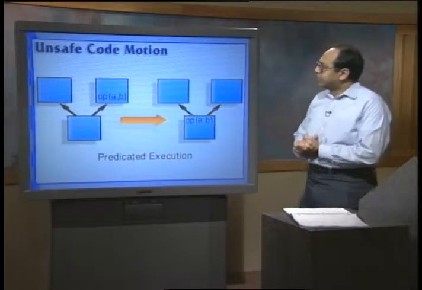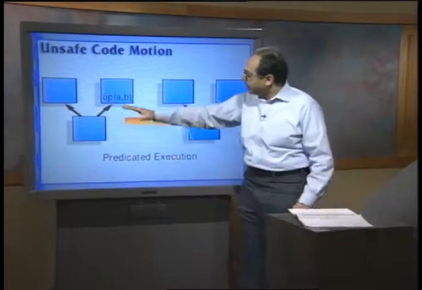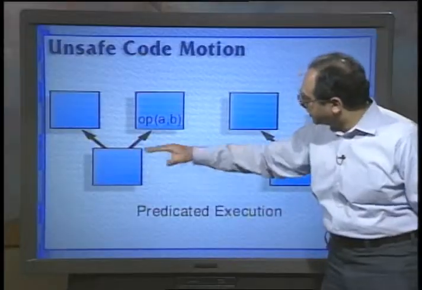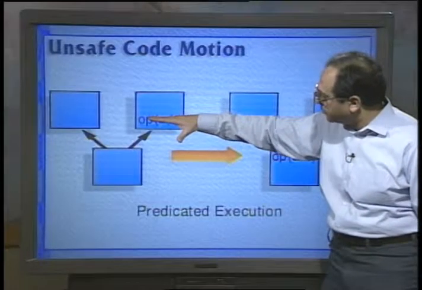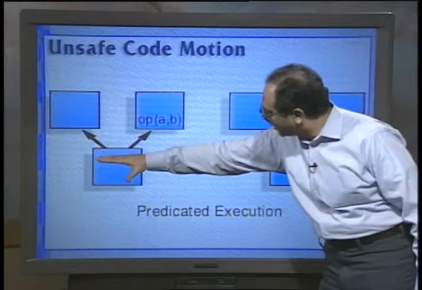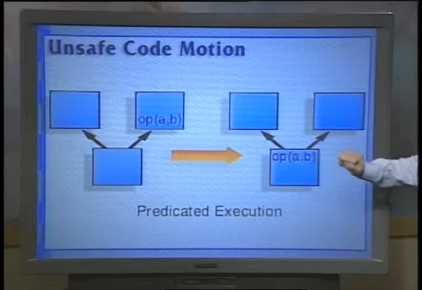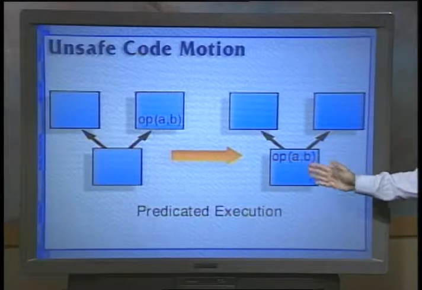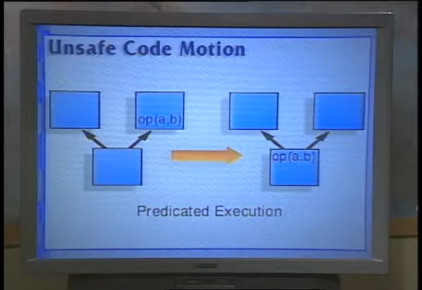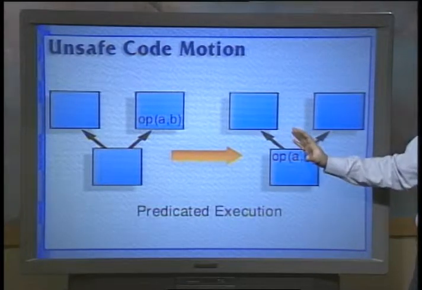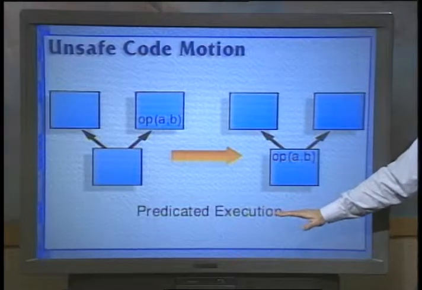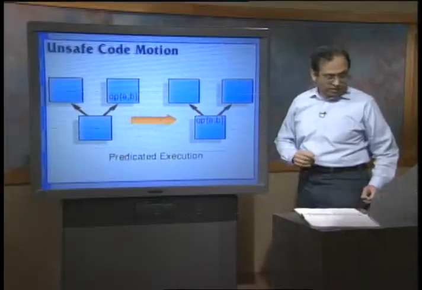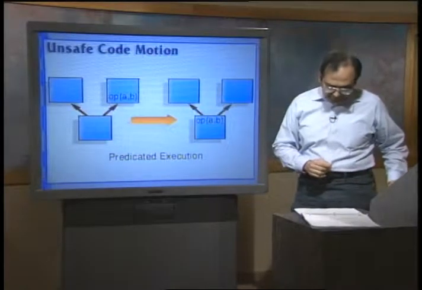There is one other type of unsafe code motion where, again, we have a merge in control flow, and we have an operation that's only on one side. Now, if we move this down here, as we've done over here, we'll end up executing it if control flow goes this way, which is something that would not have happened in the original program. This, again, can be handled by something called predicated execution, which we will get into in a minute.